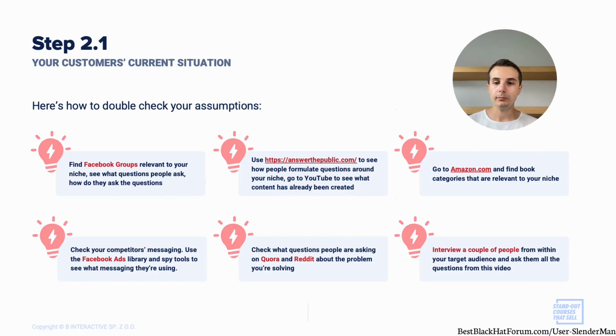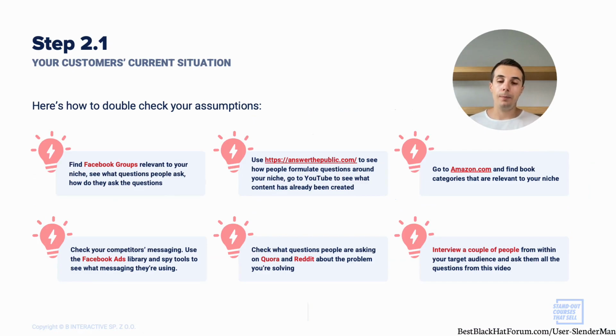Next thing you can do is check what questions people are asking on forums such as Reddit and Quora, how they're talking about the problem, what replies people have posted in response to these questions, and which replies have the most upvotes. That's again going to tell you what people think is right and what they respond to.